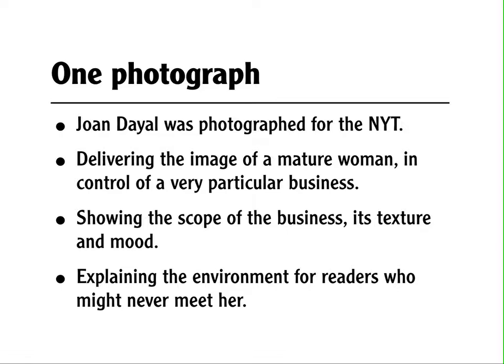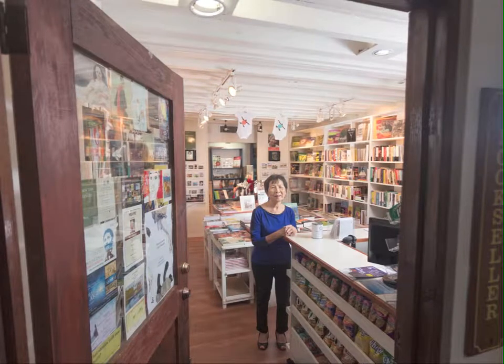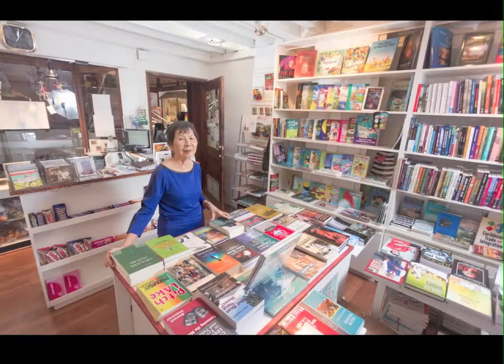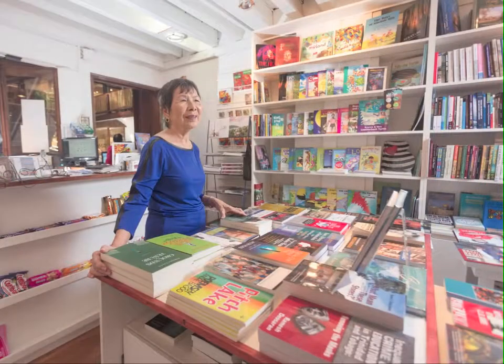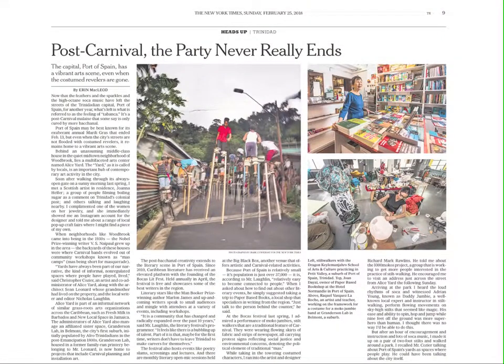So here are 4 photographs that I submitted for that, which lead you through the business and the woman in the space of the business. And that's the final image as part of the collection that was published.